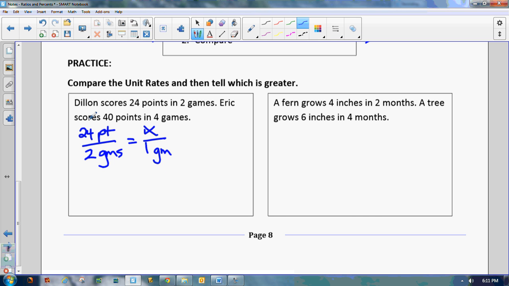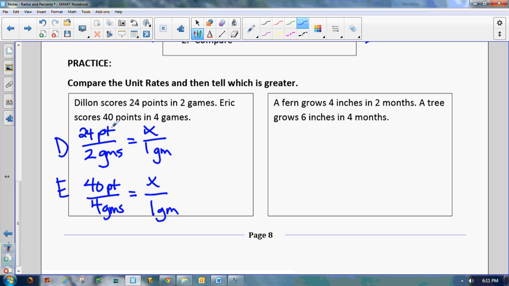Then we have Eric scores 40 points in 4 games. So Eric has 40 points in 4 games. We need to know how many points is that in 1 game for Eric. So this is Dylan, and then this is Eric here.